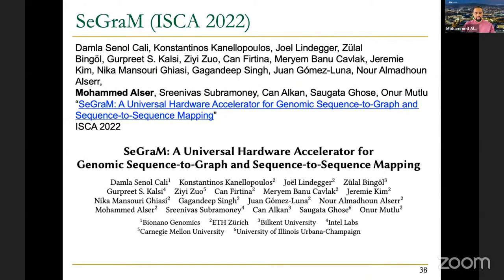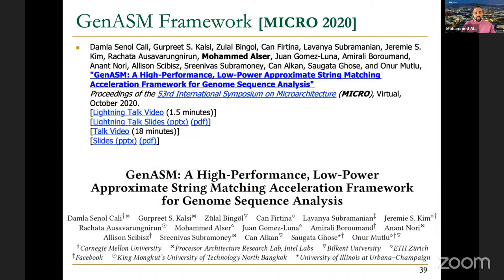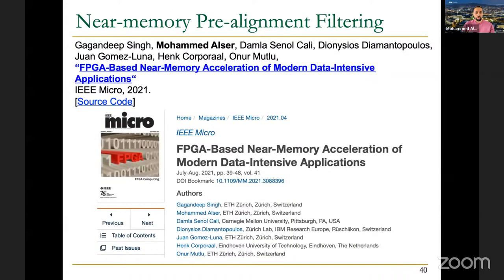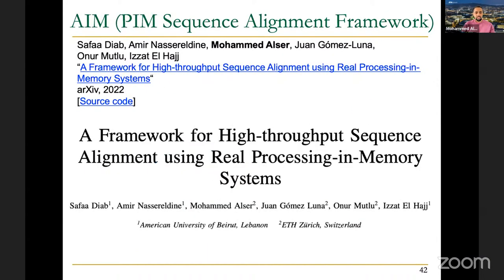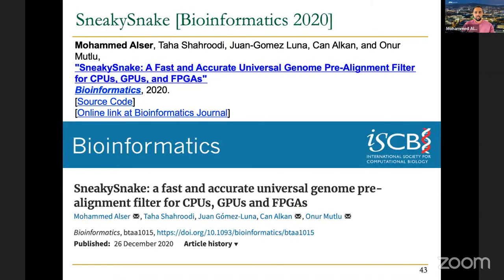And we have GenGraph, the first accelerator for pangenomics or graph-based mapping. This is GenASM again, and we have some more work on near-memory processing, including microbiome profiling and acceleration of wavefront, which is the most recent and fastest algorithm for sequence alignment so far. We accelerate this on the first real processing-in-memory hardware, called UPMEM, from a French startup. We have also many other pre-alignment filters, SneakySnake, for example.